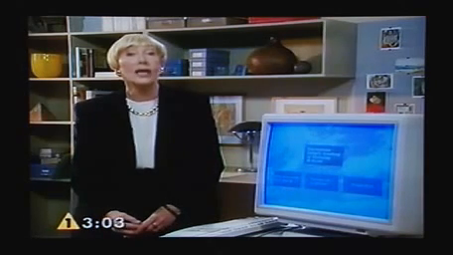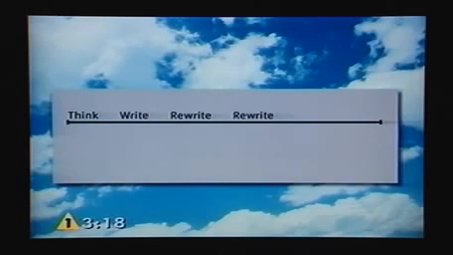Because let's look at what ordinarily happens when you write. Let's say you have this amount of time, and the first thing you do is sit down and think. Always a good way to begin. And then you write, and then you rewrite, and then you rewrite, and then you rewrite, and then you edit.